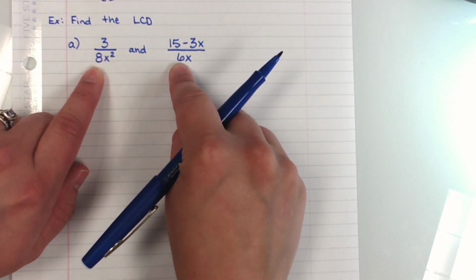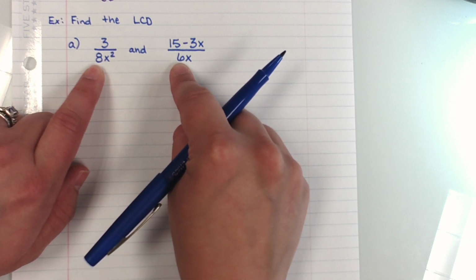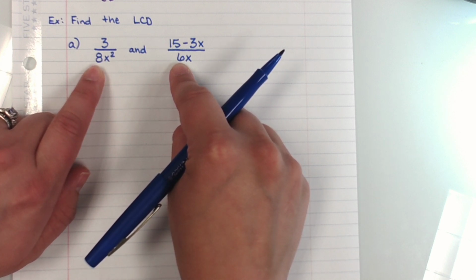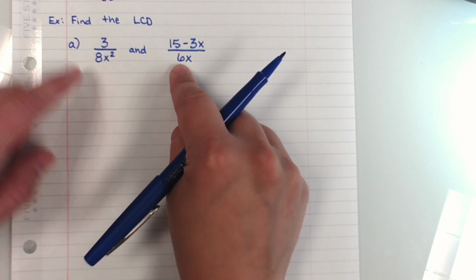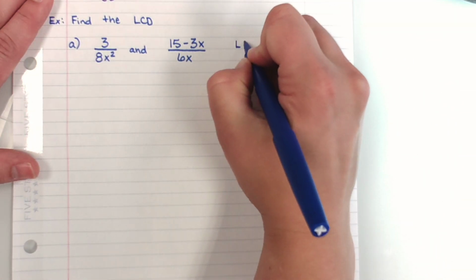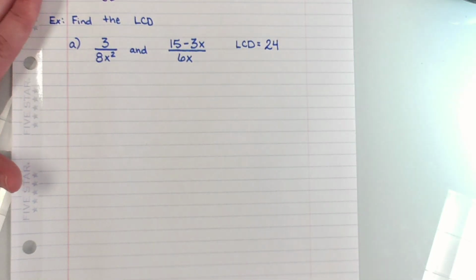Because numbers multiply by numbers to get other numbers. 8 and 6. What is their least common multiple? In other words, the smallest thing they both multiply into. 24. They can both become a 24. So, LCD is going to have a 24 for the numbers.